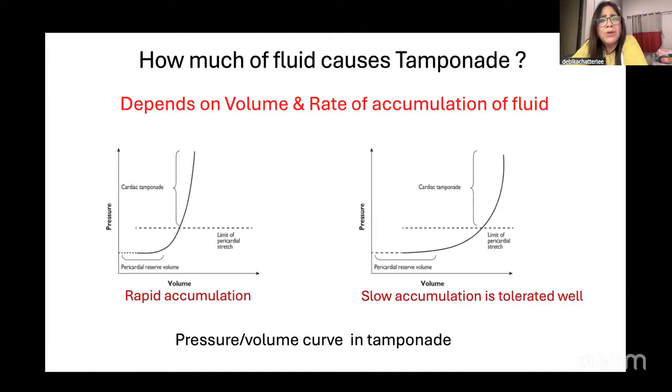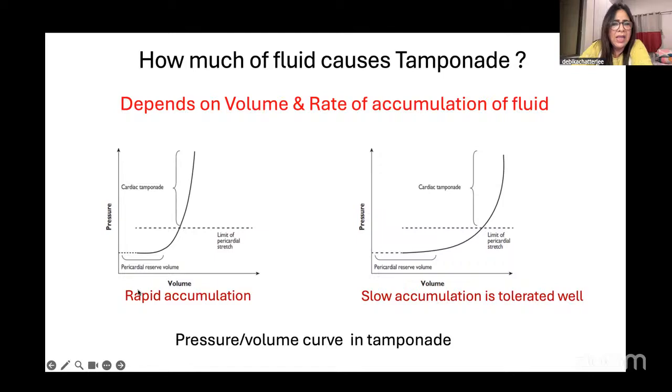Now, how much fluid is needed to cause tamponade? Well, it is not only the volume of the fluid which is important. It is also the rate of accumulation which is important to know how the volume and the rate of accumulation can cause the tamponade. Here you see, this is the pressure volume curve in tamponade.